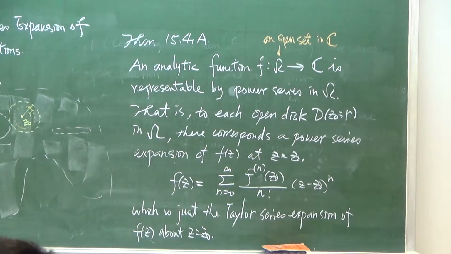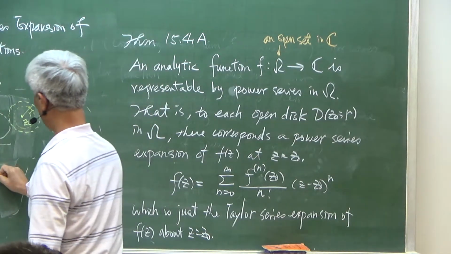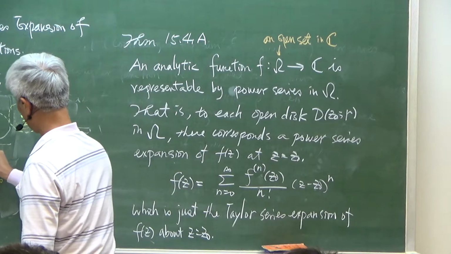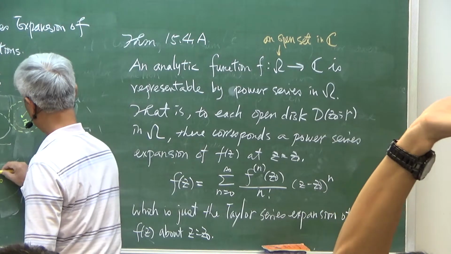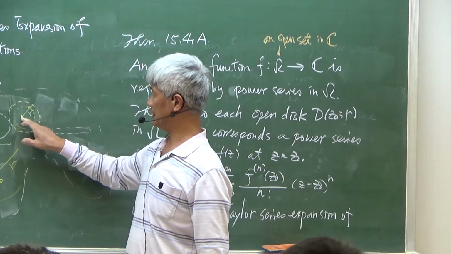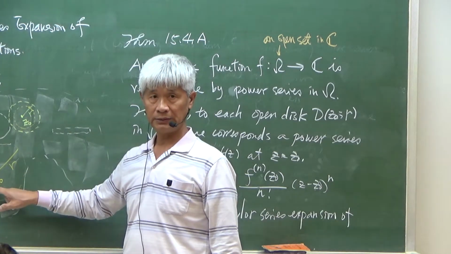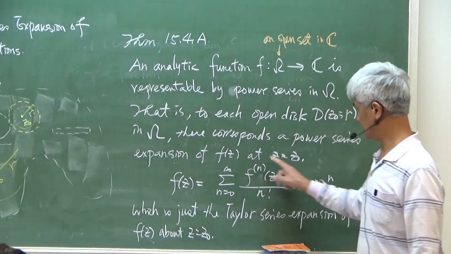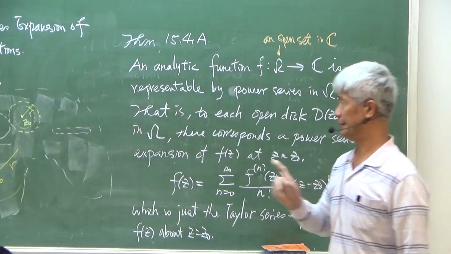So I want to emphasize again. Suppose z0 is here, then you will have R here. The power series at this z0 will be different from the power series given here, because the coefficient sequences are different. Okay, so you have to know that.